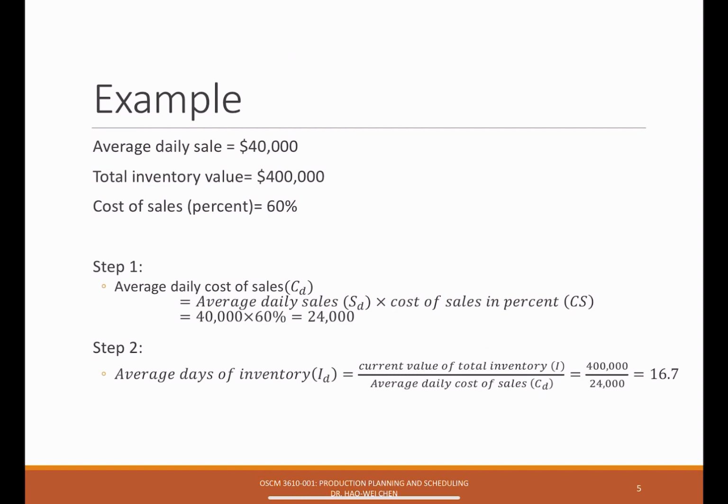For example, if the average daily sales is 40,000, the total inventory value is 400,000 and the cost of sales is 60%, then the first thing we want to do is to use the daily sales, 40,000, multiplied by 60%. That will give you the average daily cost of sales. Then we use the total inventory value, 400,000, divided by 24,000, which is the average daily cost of sales. The answer will be the average days of inventory.